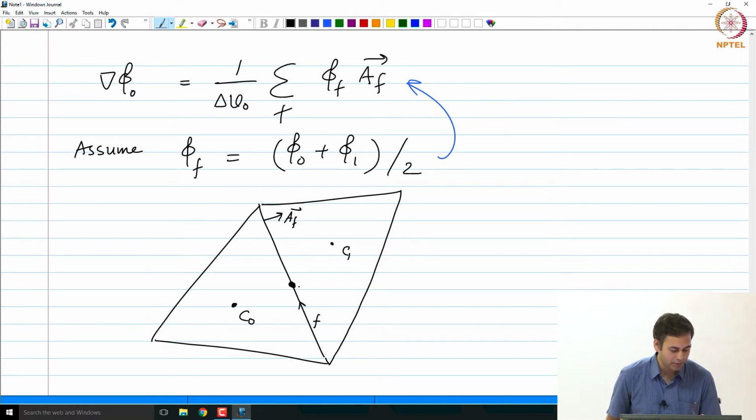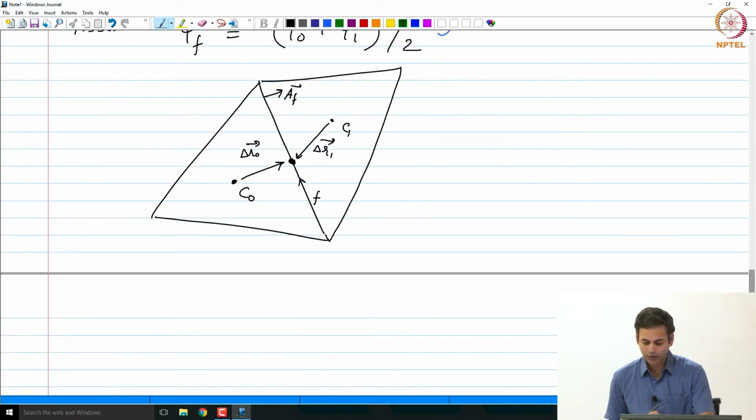So, then I would draw a line connecting the cell centroid C 0 to the face centroid. I would call it delta R 0 bar, and I would connect the cell centroid C 1 to the face centroid. I would call it delta R 1 bar. These are two vectors that connect the cell centroids to the face centroids, which can be done.